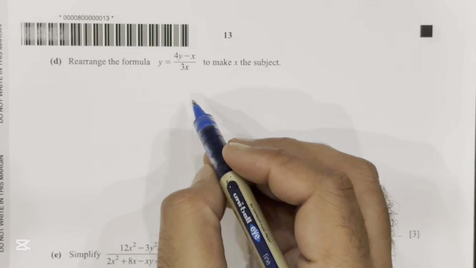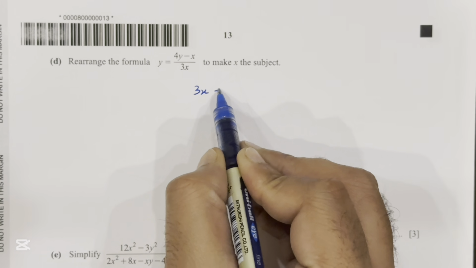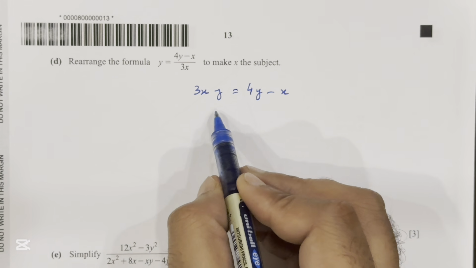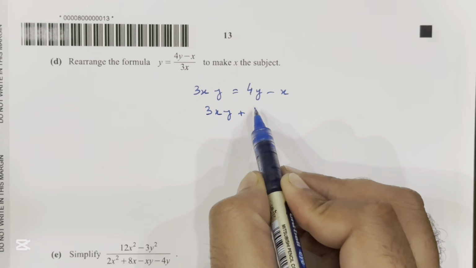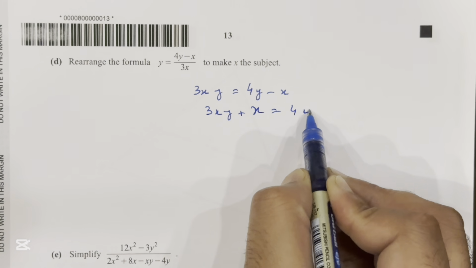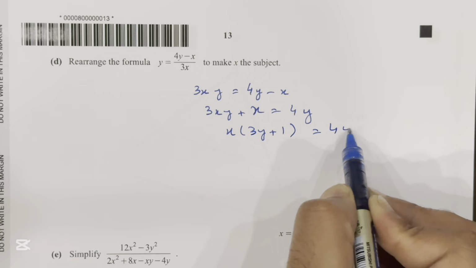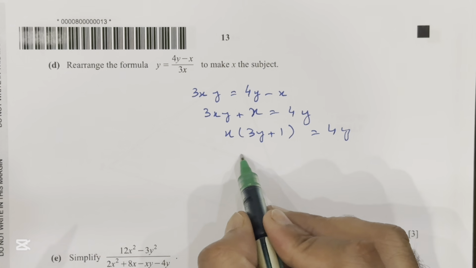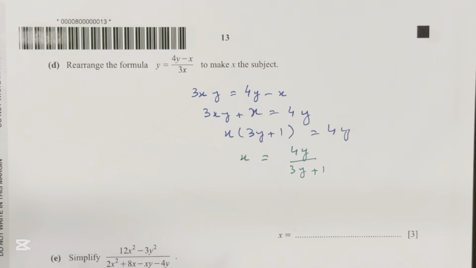Moving to part D, rearrange the formula y is equal to this to make x the subject. So it would be equal to 3xy is equal to 4y minus x. Now you can move all x values to the left hand side. Now take x as a common factor. It would be 3y plus 1 is equal to 4y. So this would be your final answer. X is equal to 4y over 3y plus 1. So this is your final answer for the question.